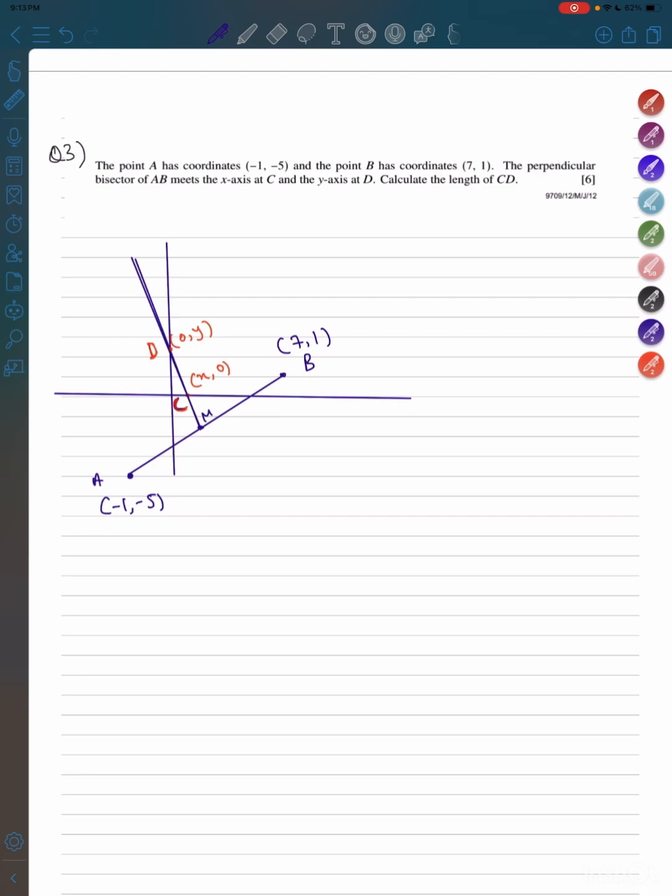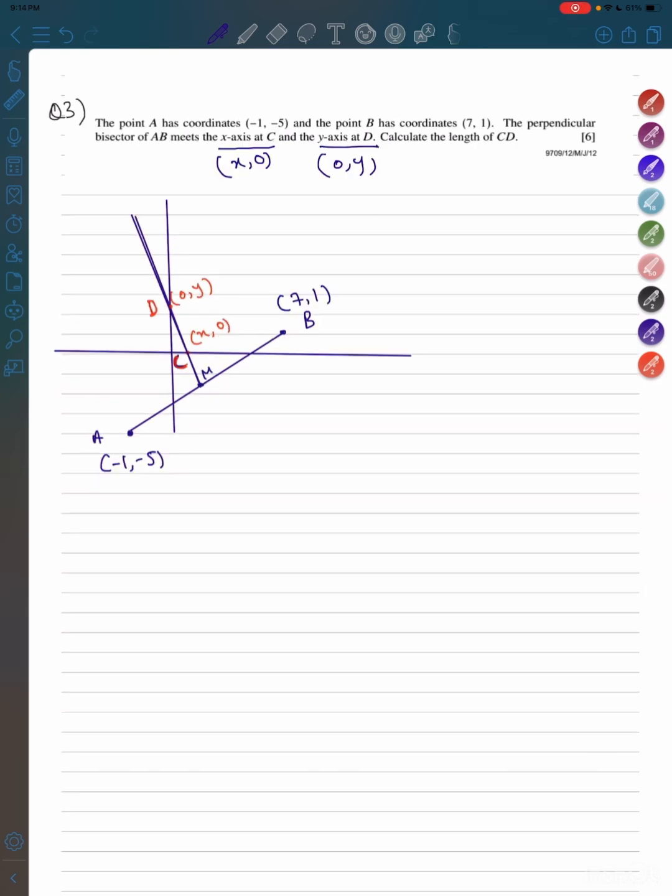Firstly, I would want to mention that they've given us a clue over here. The bisector of AB meets the x-axis at C, which means the coordinates would be this, and for D would be this. So we know that one of the coordinates is 0, and we just need to find the other coordinate. And if I show you a visual representation through a graph, it would look something like this.